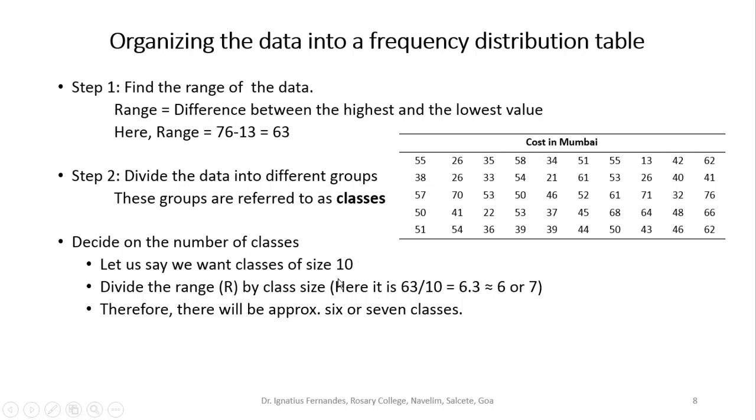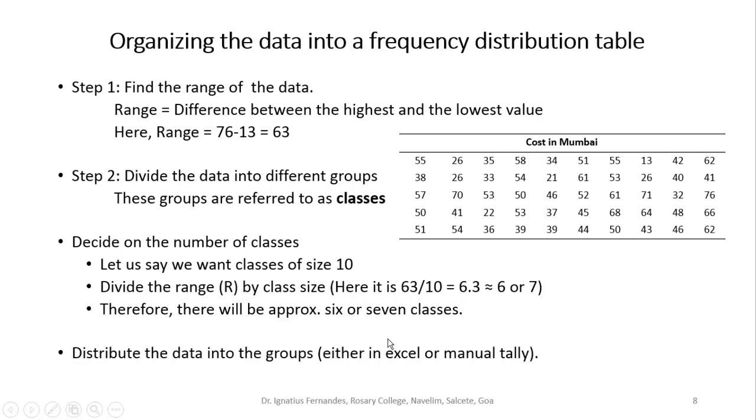Now if I had taken the class size as 5 instead of 10, then you would divide the range 63 by 5. In that case you will end up getting around 14 classes. Instead of 7 classes, you will get 14 classes. Now, to divide this data into those classes, you can either do it manually or by using Excel.